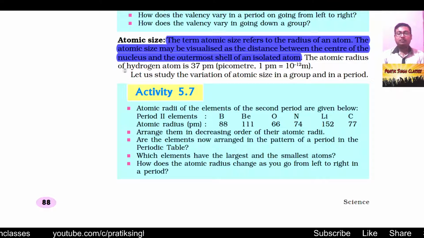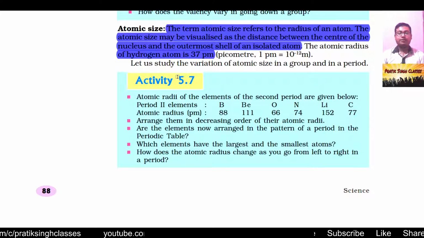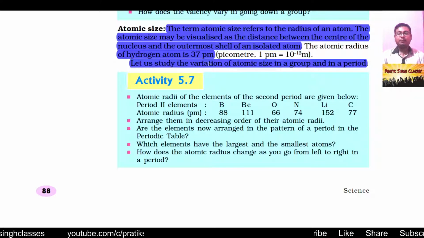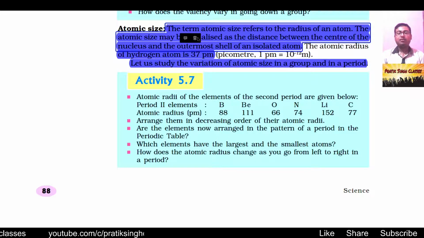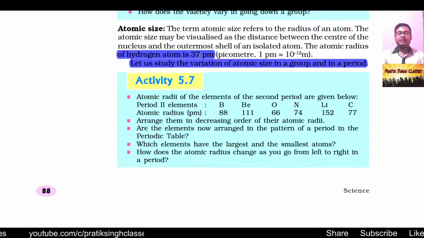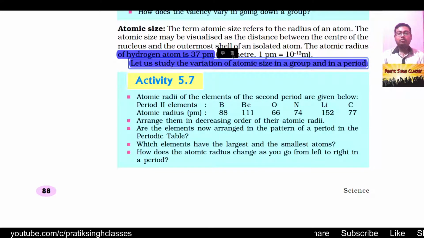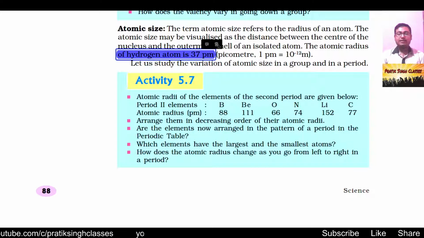The atomic radius of hydrogen is the least, that is 37 picometer. And it is given here that 1 picometer is equal to 10 to the power minus 12 meters. Let us study the variation of atomic size in a group and in a period. Means when we go from left to right, whether the atomic size changes, and when we go from top to bottom, whether the atomic size changes. So let us see.